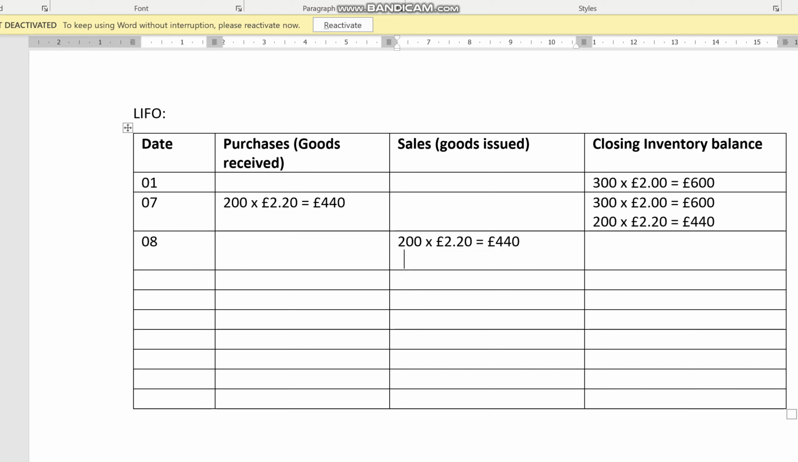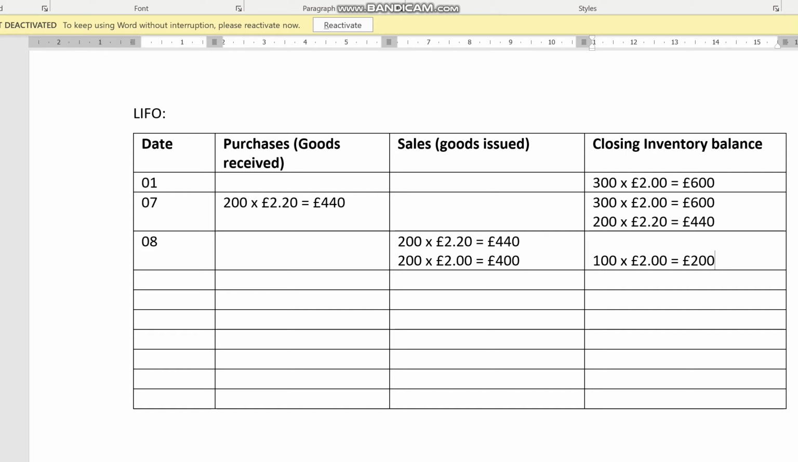And the remaining 200 units would be taken from the previous inventory, which was purchased at £2 each. So 200 units sold first, and then the remaining 200 were sold from this 300, leaving us with 100 units at 2 each.